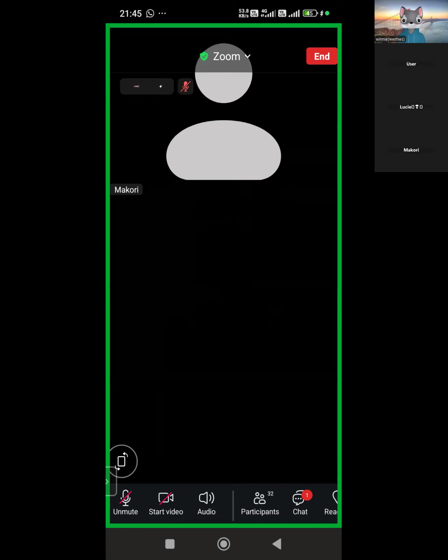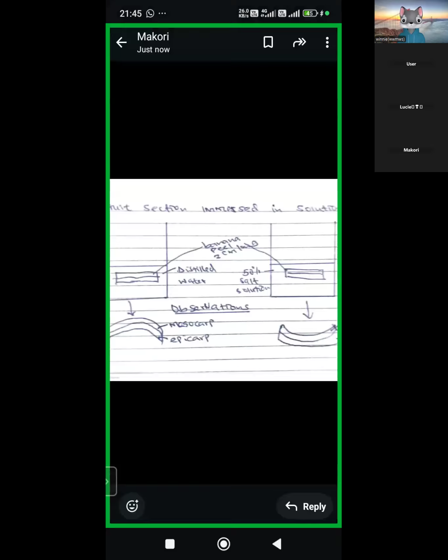Normally, this epicarp is waterproof, so it's not affected by the water. Whenever we immerse this peel within the water, or distilled water, or whichever solution, the cells within the epicarp are not normally affected. But the cells of the mesocarp can allow the movement of water in and out.